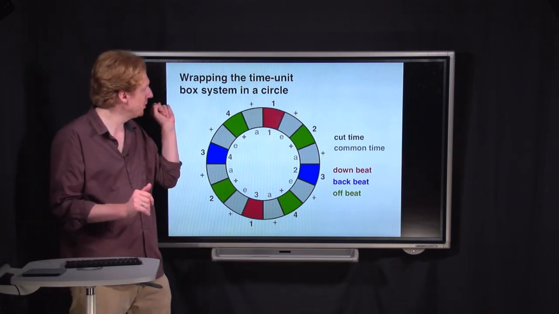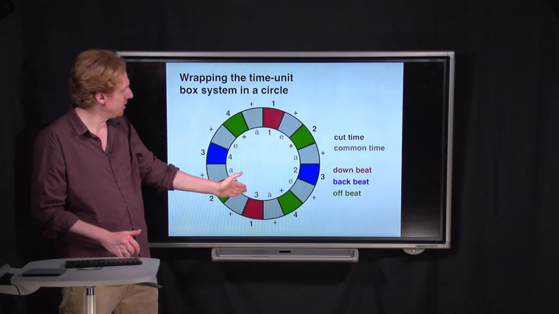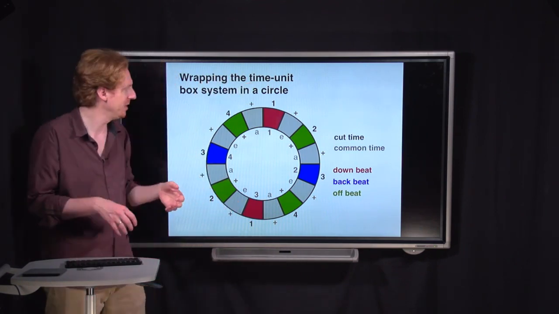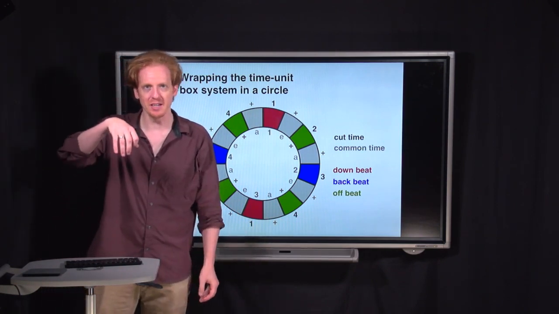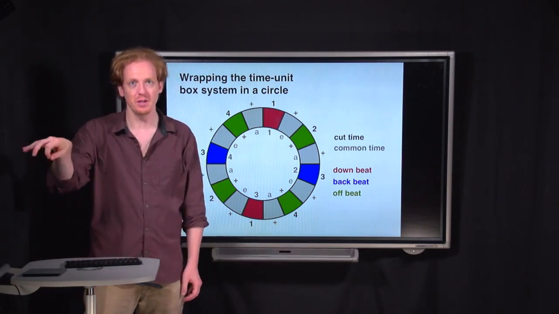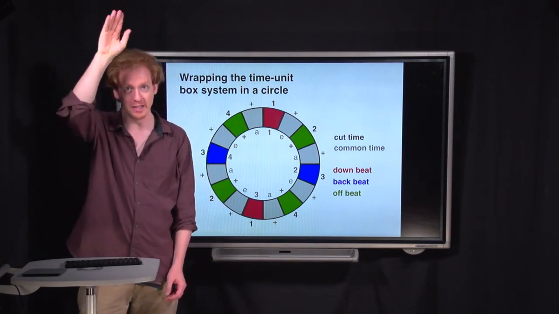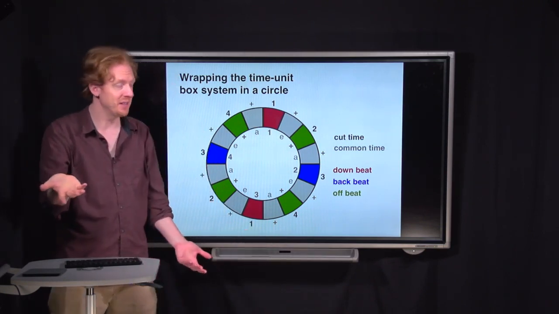The colors. So the first beat in each measure of 4/4 is called the downbeat. It's called that because when you're conducting, you go 1, 2, 3, 4, 1, 2, 3, 4, and so your hand literally goes down on the first beat. That's why it's called the downbeat.